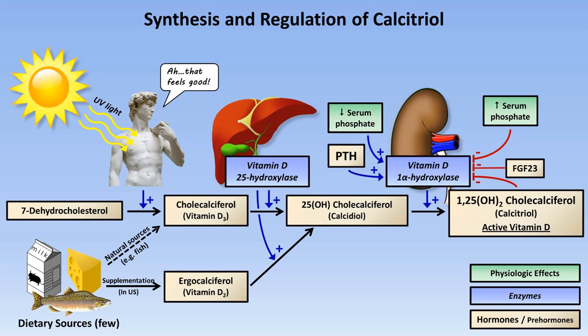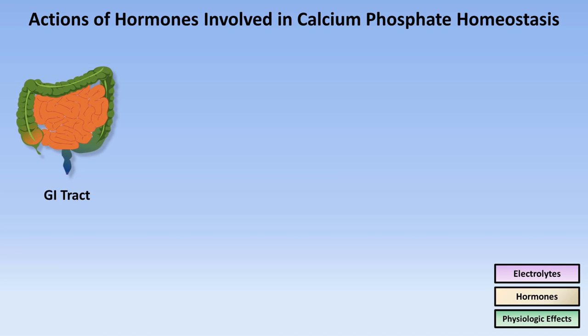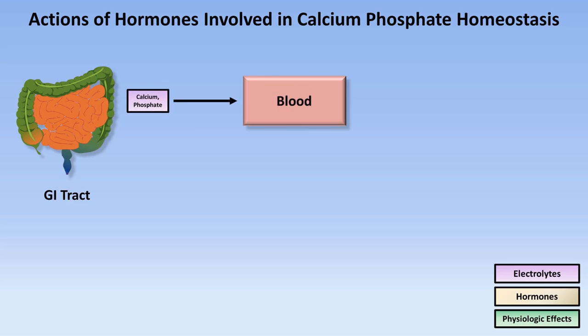I know all of these names are frustrating, and I wish medicine would just pick one name for each molecule and forget the others. But unfortunately, all of these are in common use. And despite this diagram's relative complexity, all of these details are necessary to understanding the diagnosis and treatment of calcium and phosphate disorders. So how does all of this come together in regulating calcium phosphate homeostasis? It starts in the GI tract with absorption of calcium and phosphate into the blood.